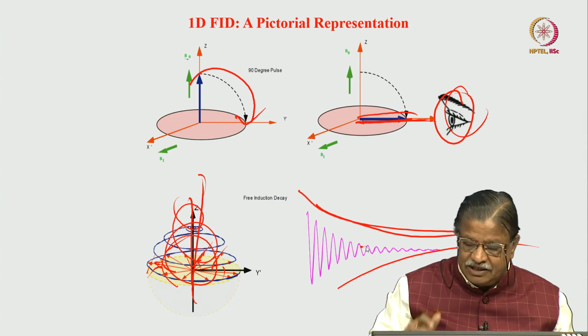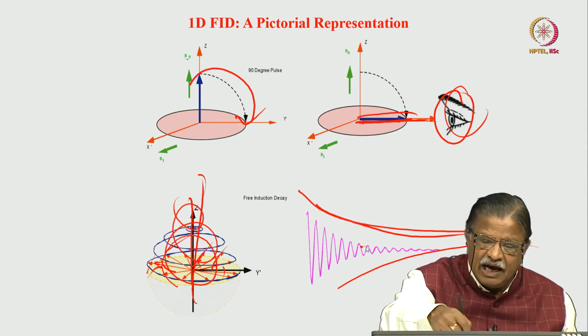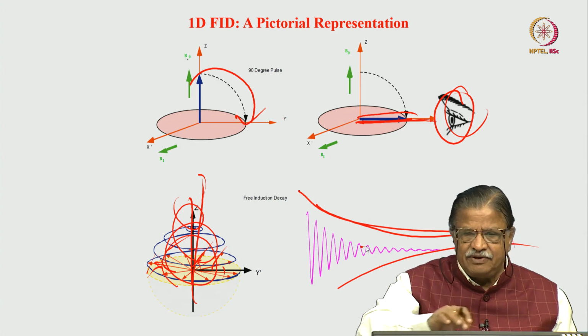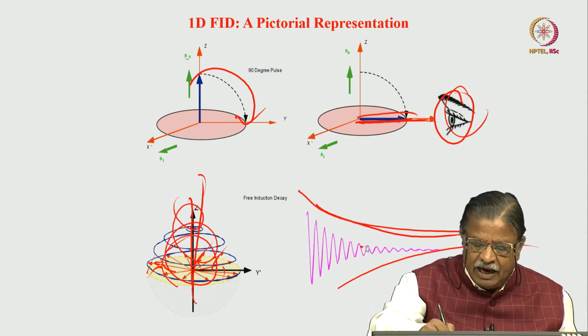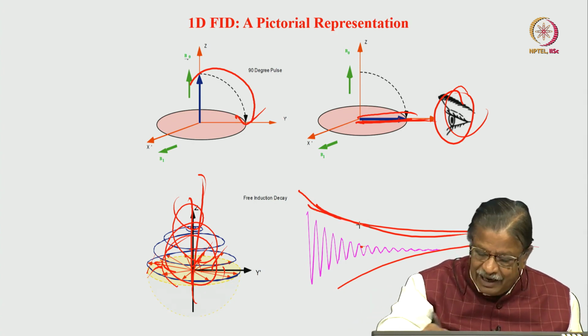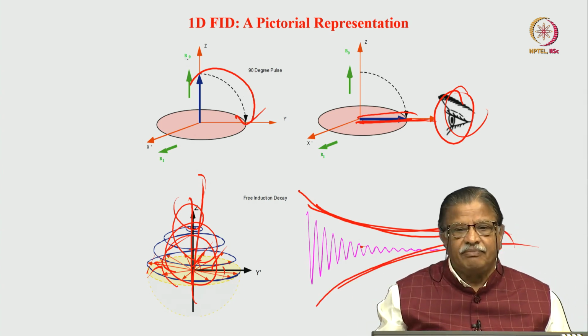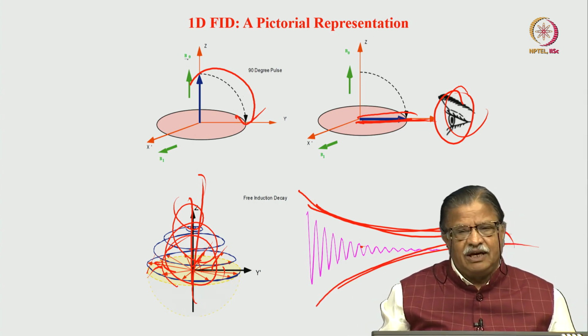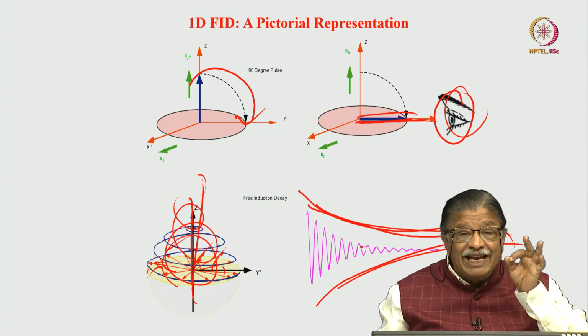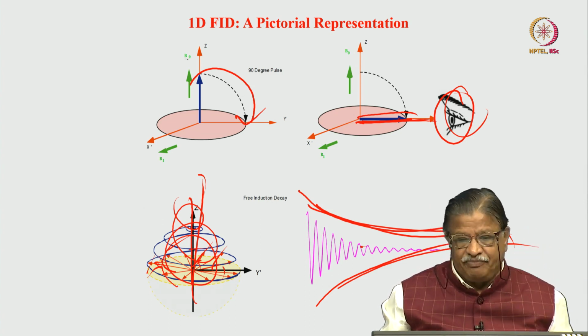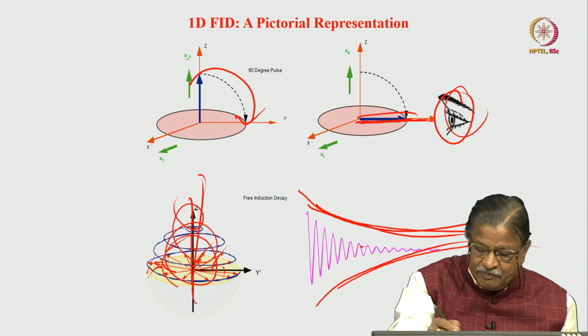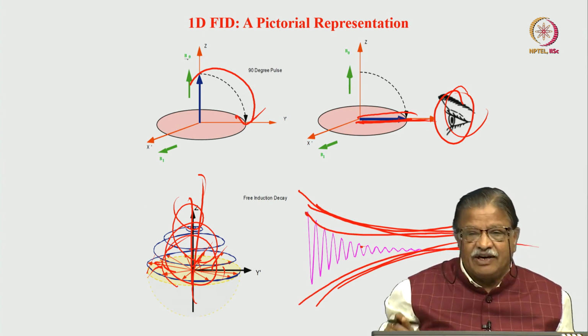This will be freely precessing after I apply the radio frequency pulse, and you are not doing anything, it is free. At the same time, it is decaying while inducing EMF in the receiver coil. That is why it is called free induction decay. It is called FID, and it decays exponentially like this as a function of time.